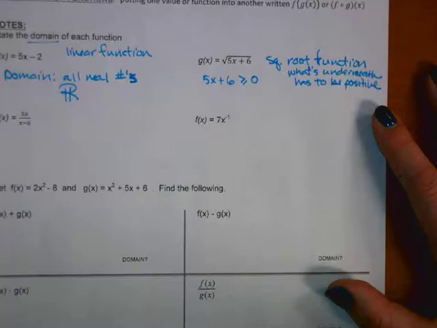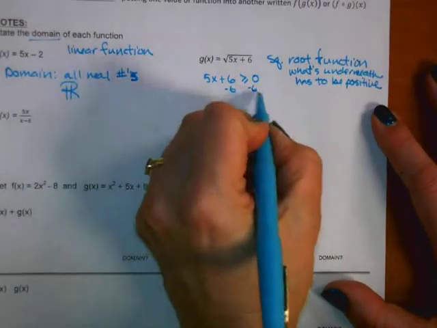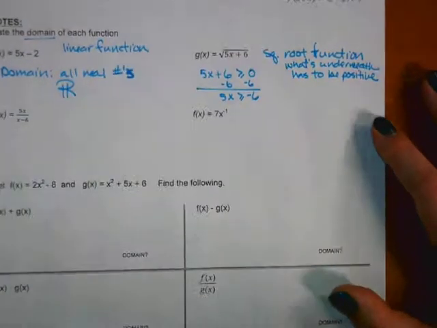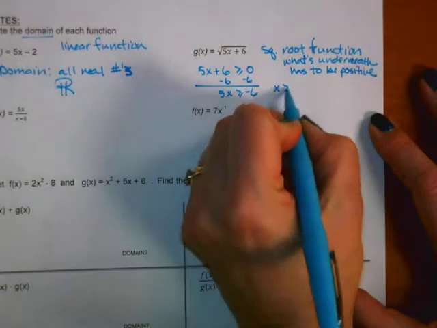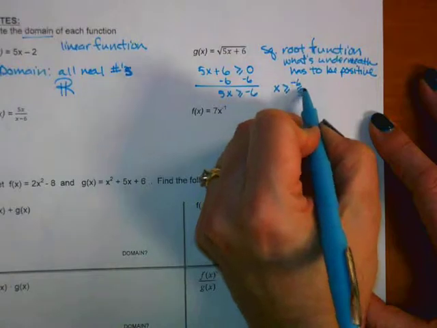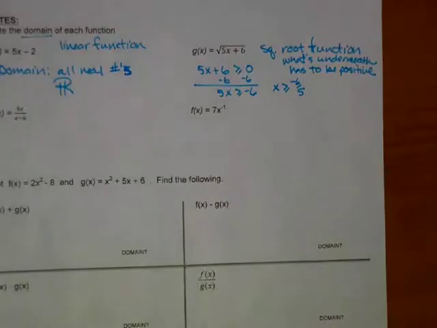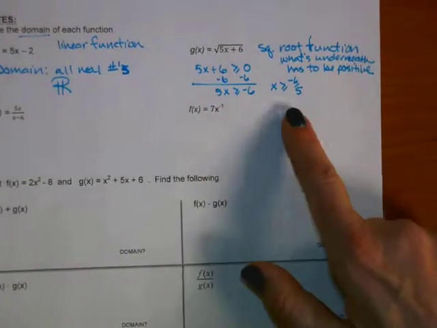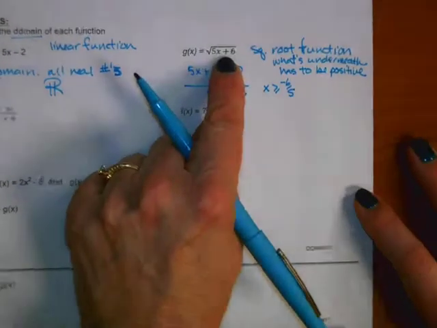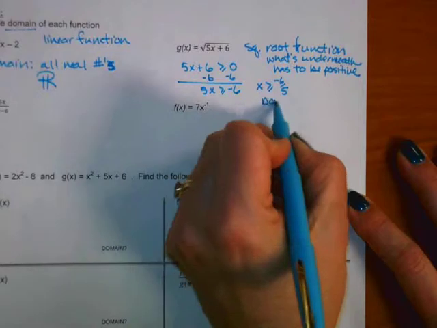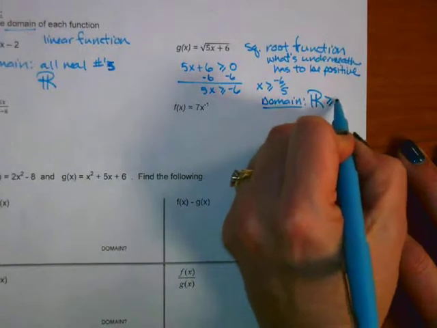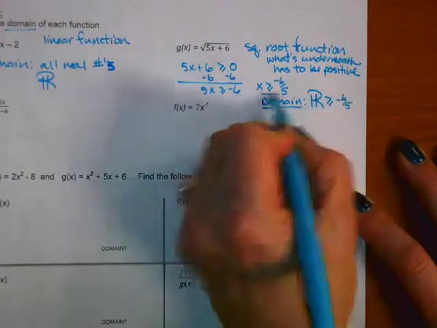So I'm going to solve this inequality. 5x is greater than or equal to -6. Just divide by 5. X has to be greater than or equal to -6/5. Any x value greater than that number is my domain. That will keep me from having a negative underneath. So this is how you write it. Domain, or D, is all real numbers greater than or equal to -6/5 for that one.